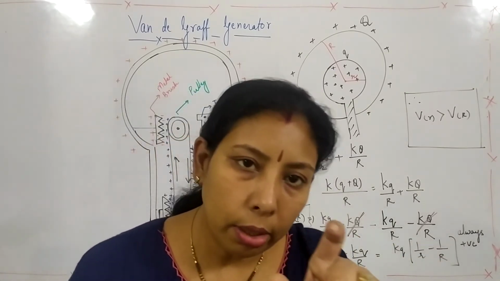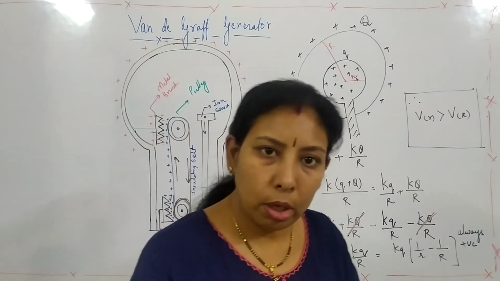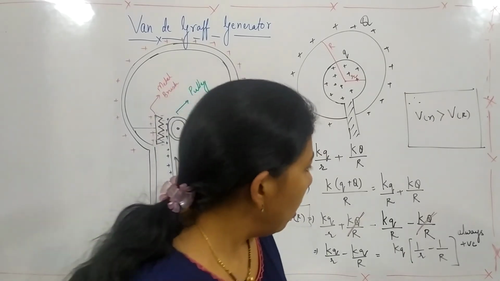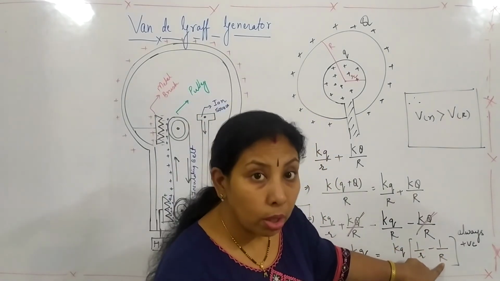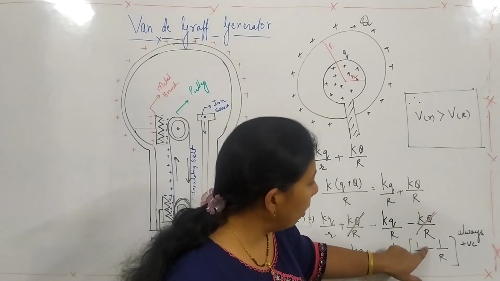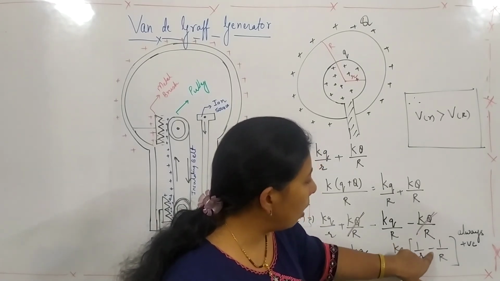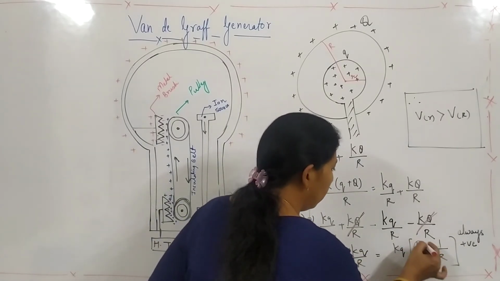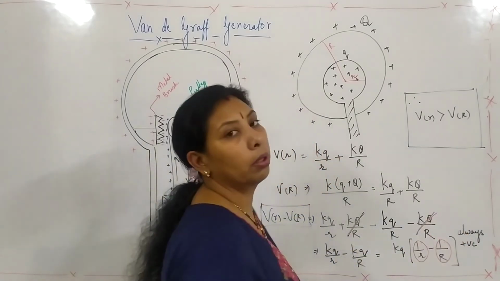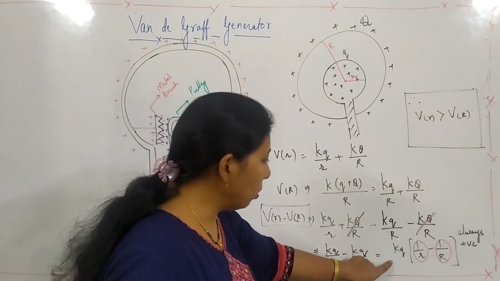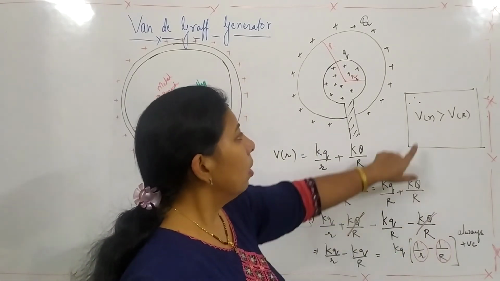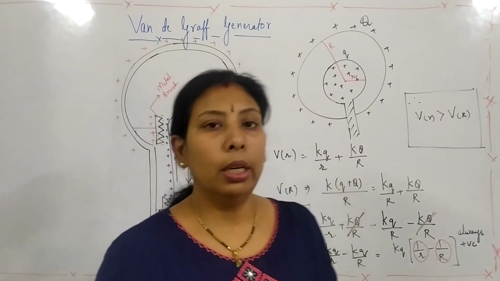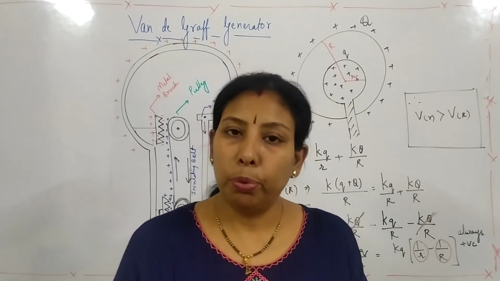Since small r is a smaller value, 1 upon small r is going to be the larger one. Okay, and this 1 upon capital R will be smaller. So what will happen when I subtract 1 upon r minus 1 upon capital R? I get a positive value because this one is greater and this one is smaller. So in that case, I get a positive value. This proves that the potential of the smaller sphere is greater than the potential of the larger sphere. So this is what we had to prove.